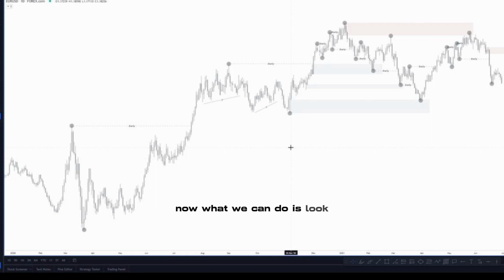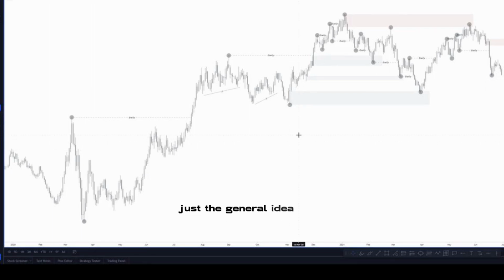Now what we can do is look at an example of market structure here on a price chart, and we're going to use Euro US dollar as an example to convey the overall mapping of market structure and just the general idea of it. One thing we'll be doing in future episodes of the market structure series is how to properly map out market structure. But for this example, what we're going to be doing is just more or less focusing on price creating higher highs, creating higher lows, creating lower lows, creating lower highs, and some of the supply and demand applications that we might be able to see.